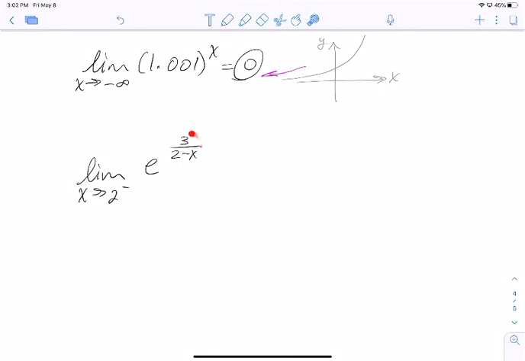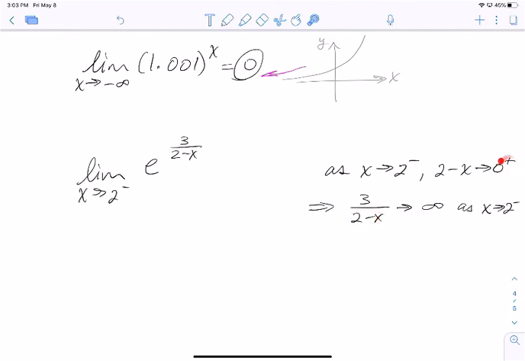We'll look at the exponent here, and we'll note that as x approaches 2 from the minus side, so numbers less than 2, 2 minus x approaches 0 from the positive side. Therefore, 3 over 2 minus x approaches infinity as x approaches 2 from the minus side. We have a denominator that's going to 0 but remaining positive. If the exponent is going to infinity, then e to that exponent is going to go to infinity.